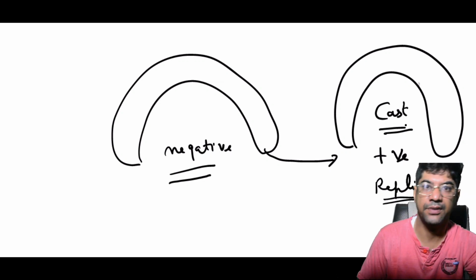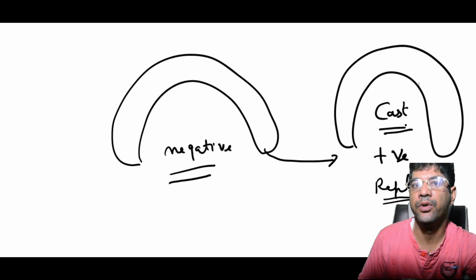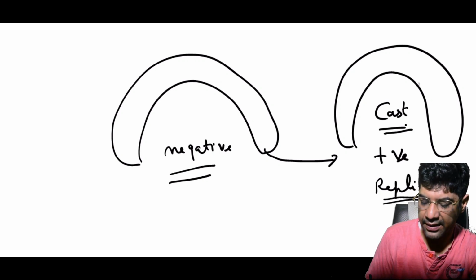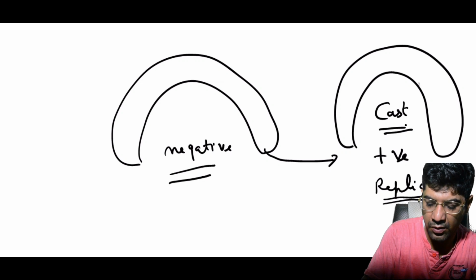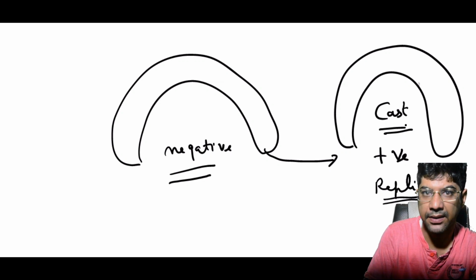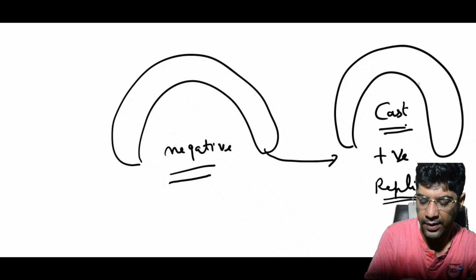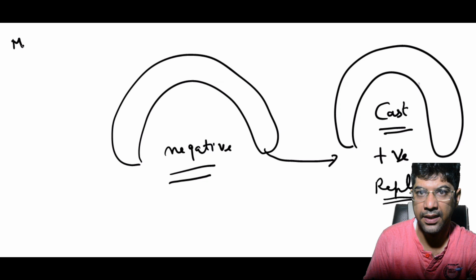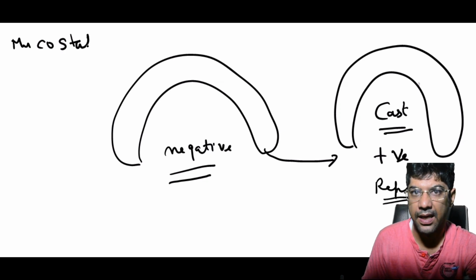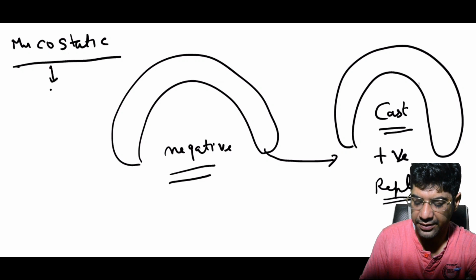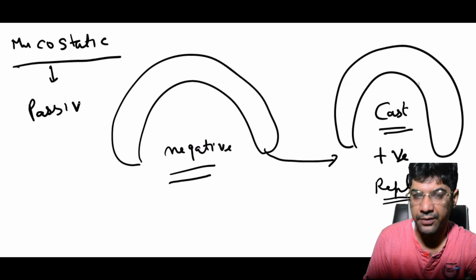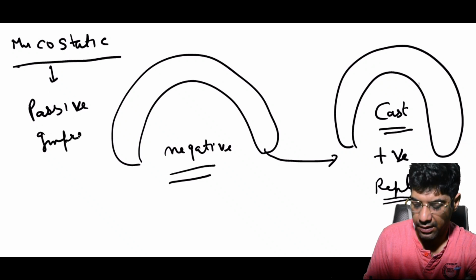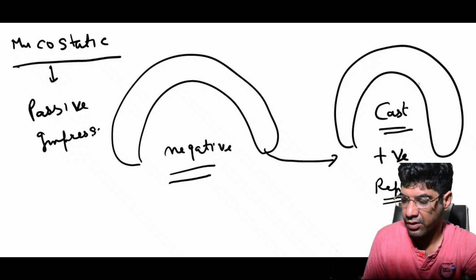Impression can be classified based upon several criteria. According to the theory of impression making, we can classify the impression as mucostatic impression, or they are also known as passive impression. So here there is minimal tissue displacement, and it uses a low viscosity material.